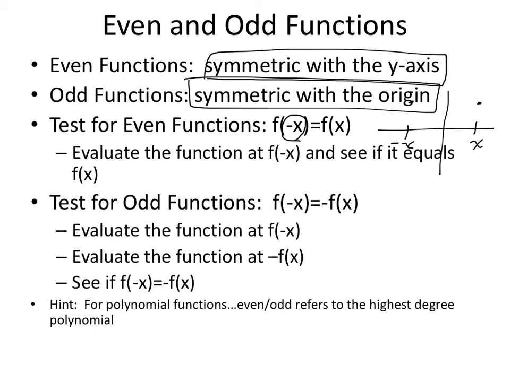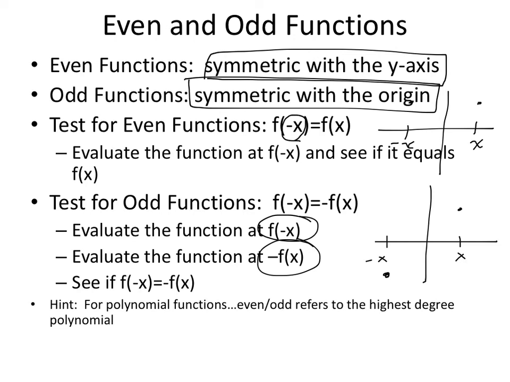f of negative x equals the negative of f of x, okay? We know that they're symmetric about the origin, okay? So if I've got x and I've got negative x here, then f of negative x, say it's down here, should be the negative, and the negative of a negative in this case would be a positive, of f of x, okay? So they should be 180 degrees different from each other. So we're going to evaluate the function at f of negative x, evaluate it at negative f of x, and see if they equal each other.